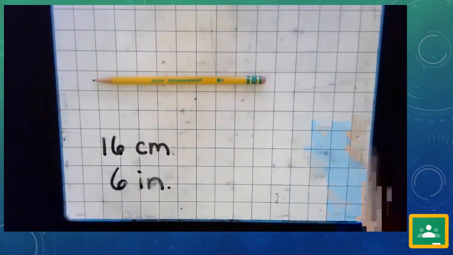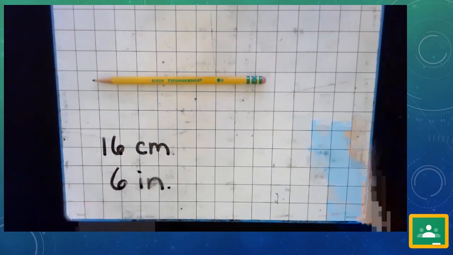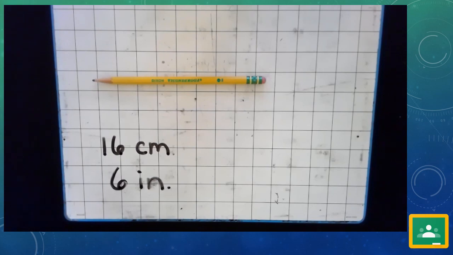What do you notice about these 2 measurements of the pencil? 16 centimeters, 6 inches. You notice that there are more centimeters than inches. Why? Why are there 16 centimeters and 16 is a greater number than 6? Why are there more centimeters than inches?